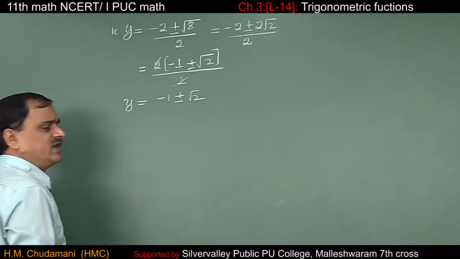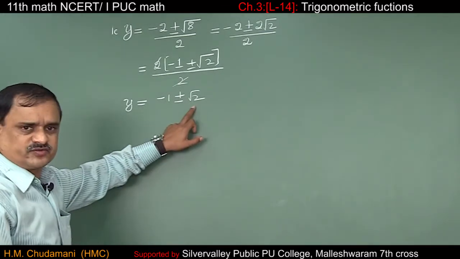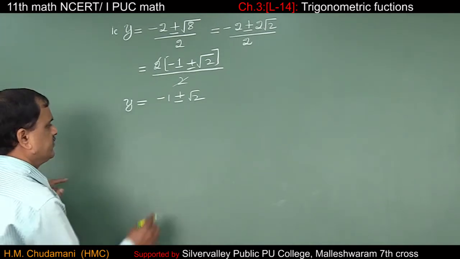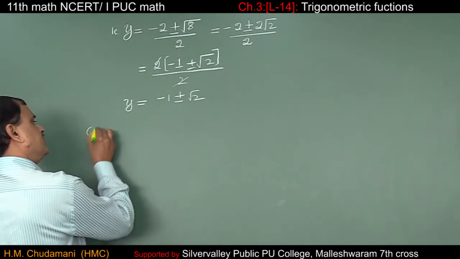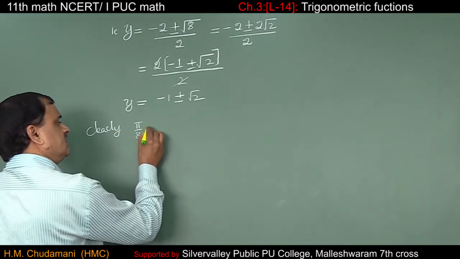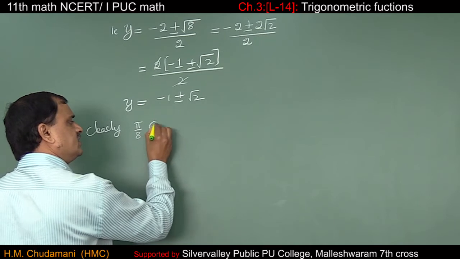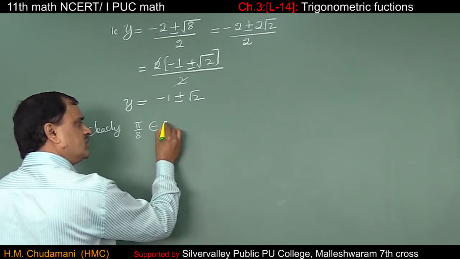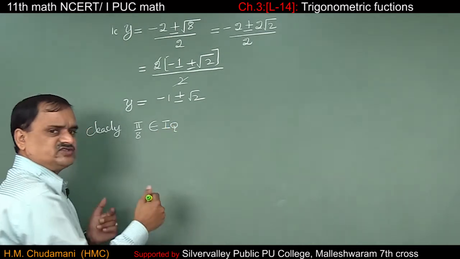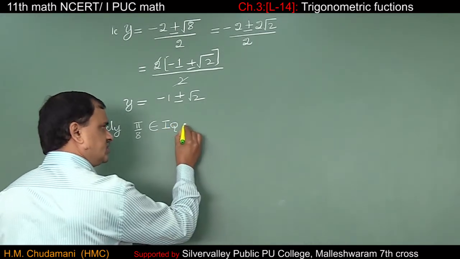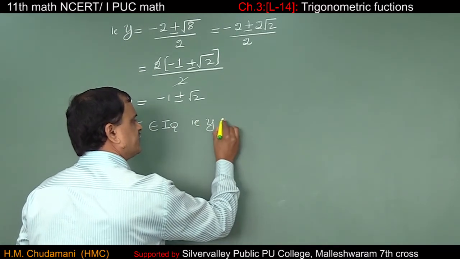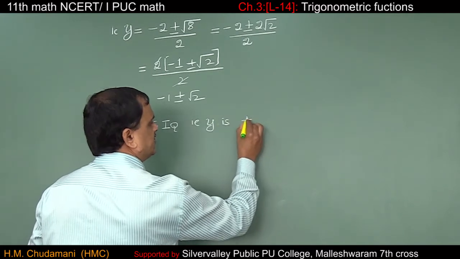Here we have two values, minus 1 plus root 2 and minus 1 minus root 2. Clearly, pi by 8 is 22.5 degrees. Pi by 8, 22.5 degrees, lies in the first quadrant. In the first quadrant, all are positive. So that means y should be positive.